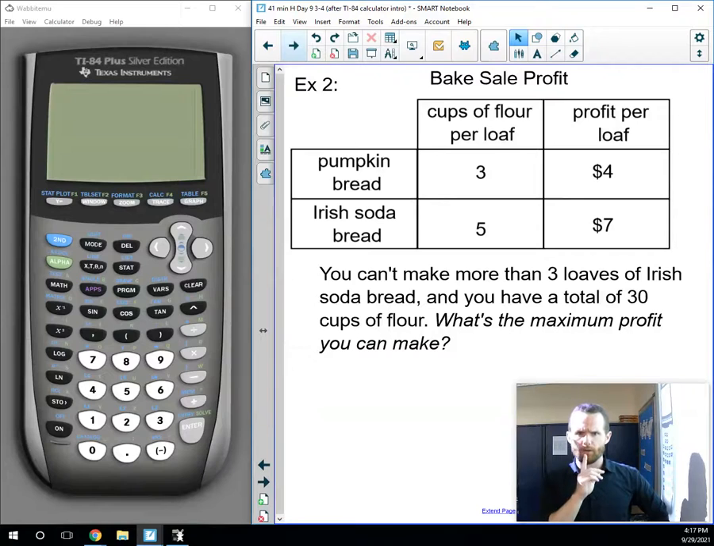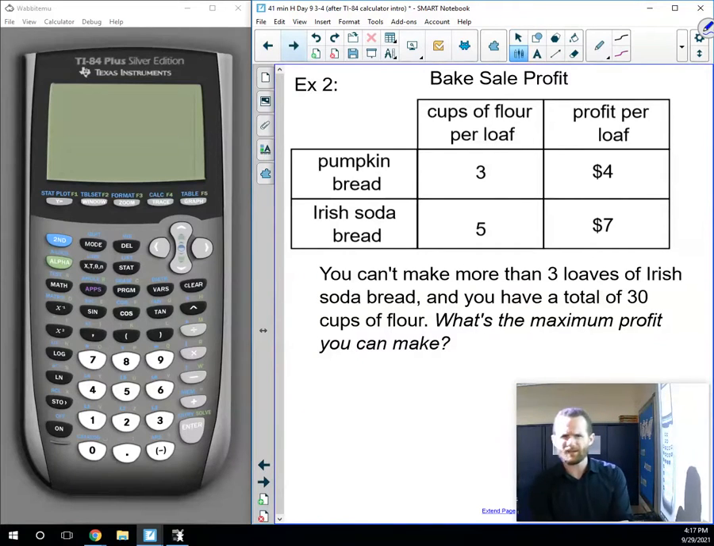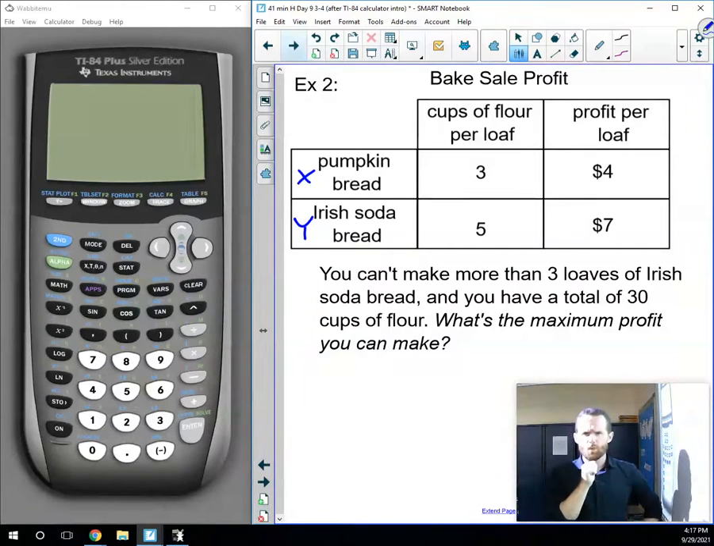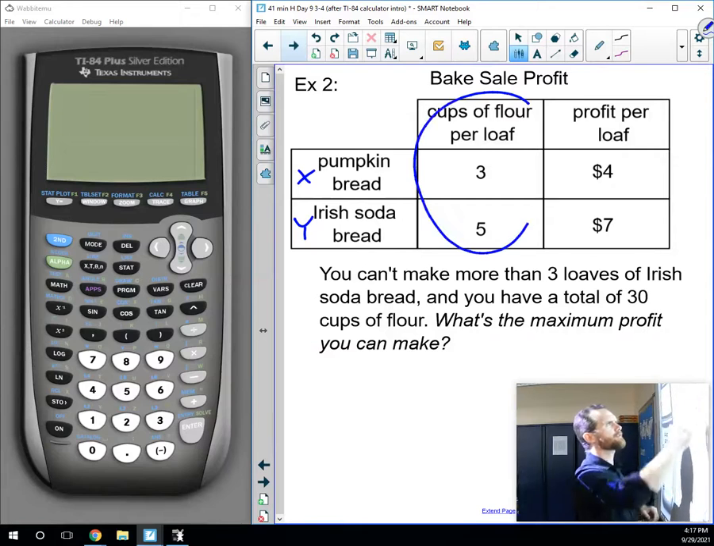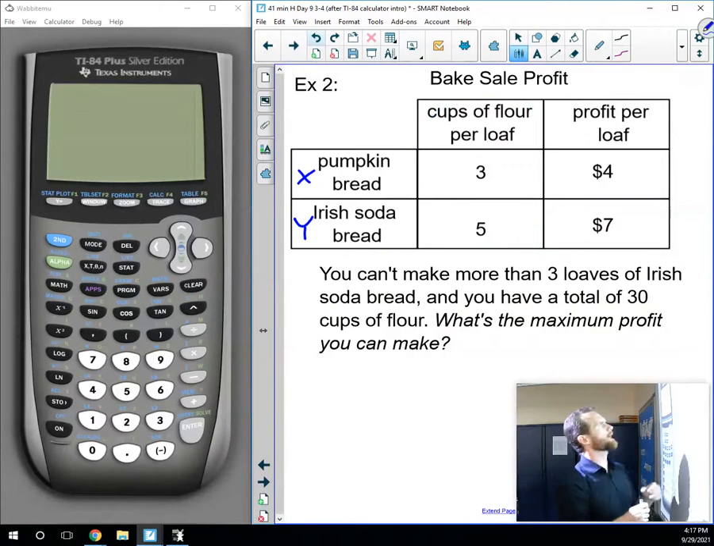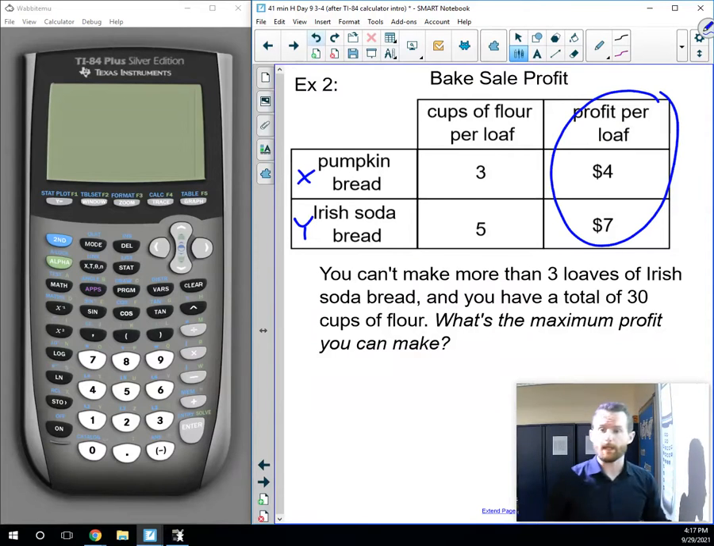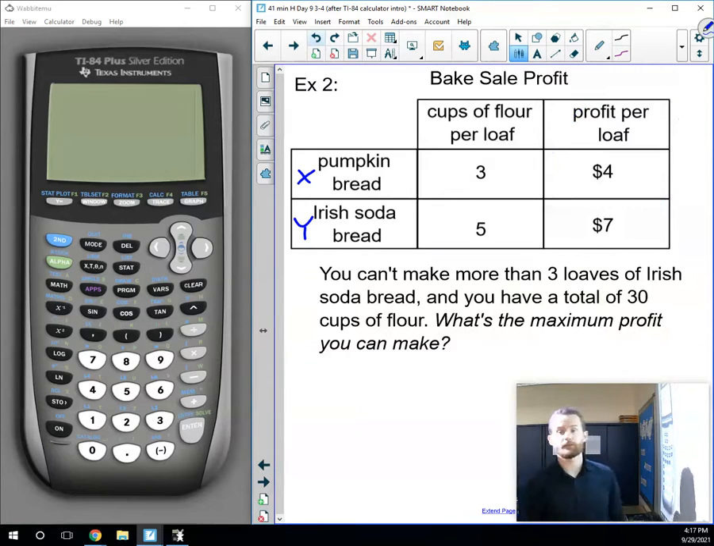So now we've got a bake sale going on. This is example 2. They give us some information in a chart, which is good, so let's take a look at that. We've got 2 types of bread we're making, it looks like. Pumpkin bread will make X, and Irish soda bread will make Y. So we've got the cups of flour that are required for both. A loaf of pumpkin bread requires 3 cups of flour. Irish soda bread, we need 5 cups of flour, and we've got different amounts of profit we can make per loaf. So we're making $4 profit for pumpkin bread and $7 profit for Irish soda bread.